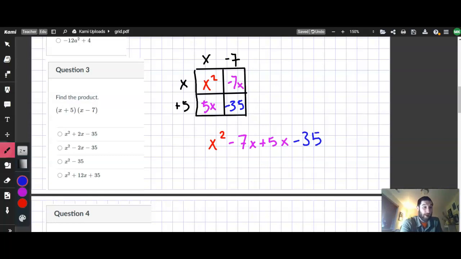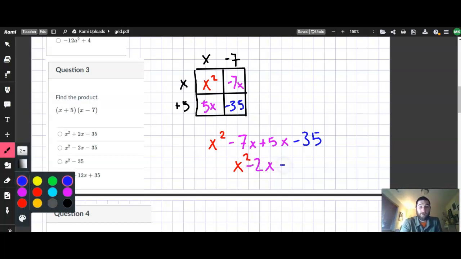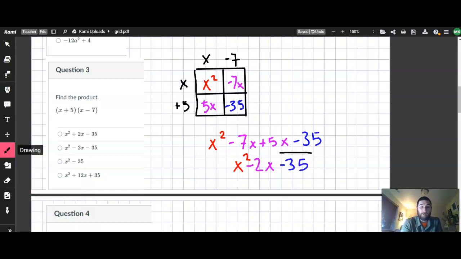So let's actually combine our like terms. Negative 7 plus 5 is negative 2. The x is still there because that's our label. So we have x squared minus 2x minus 35. And that's the answer we're looking for here. That's what we get from multiplying our two binomials together. And let me just check which of those match up here. Oh, option 2. Sweet success.